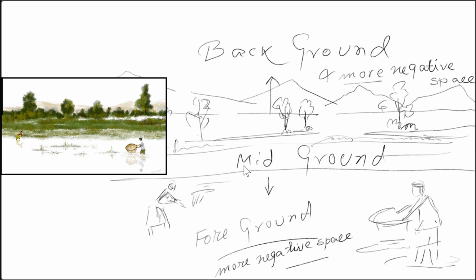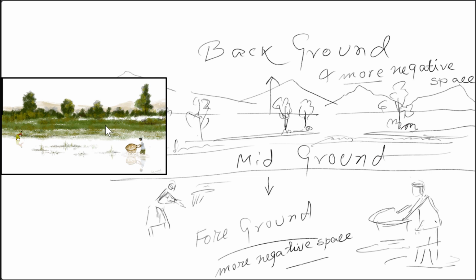I have divided the canvas into three parts, that is background, midground and foreground, with some negative space in background and in foreground. To enhance the midground, I add some negative space in background and in foreground. I drew some lines in the form of grass to travel the eyes comfortably from one point to other point for watching the image.